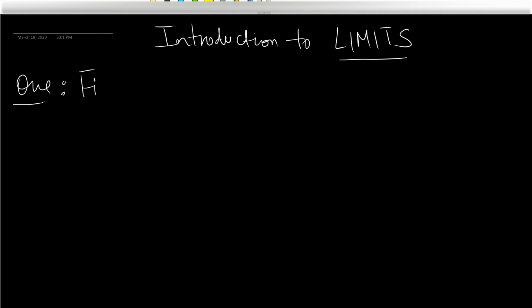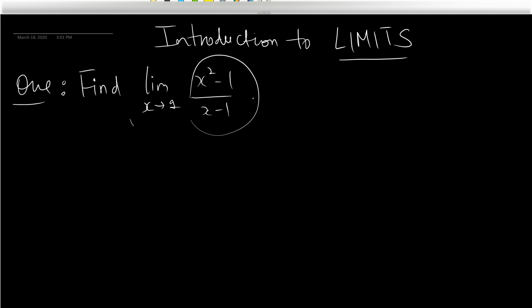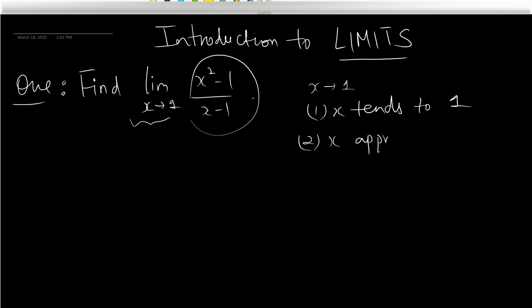For example, the question is, let's find the limit where x tends to 1 of x square minus 1 upon x minus 1. So in this case they are asking to find the limit of this function where x approaches 1. Here x tends to 1. There are two meanings of x tends to 1. The first is x tends to 1 and x approaches 1, right?